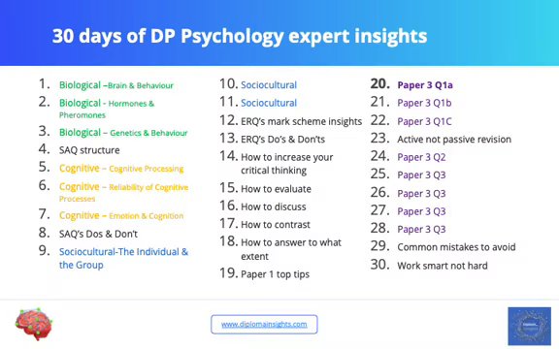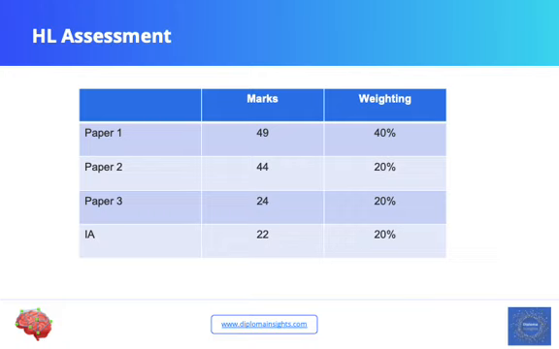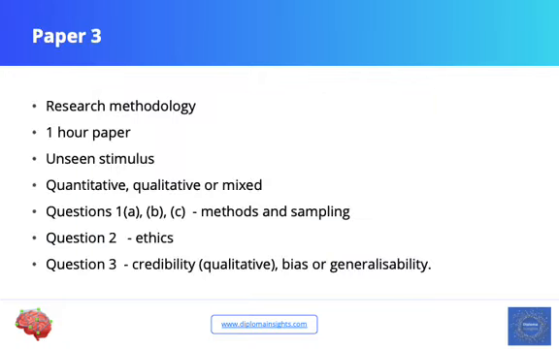Today we begin to focus on paper 3, which is for higher level students only. This paper has a total of 24 marks and is worth 20% of your final overall grade. It's a 1-hour paper assessing your knowledge about research methodology in psychology. You will be provided with an unseen stimulus about a short study that you will have no prior knowledge about. This study might involve a quantitative method or qualitative, or maybe even both.